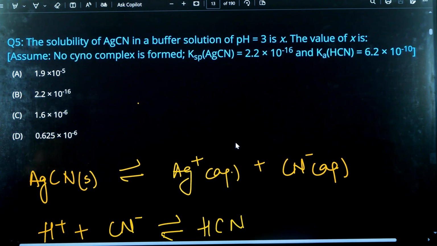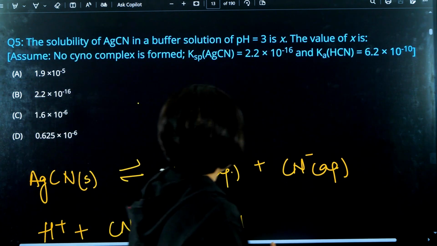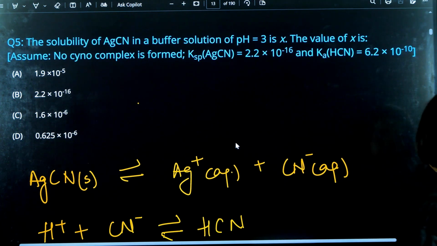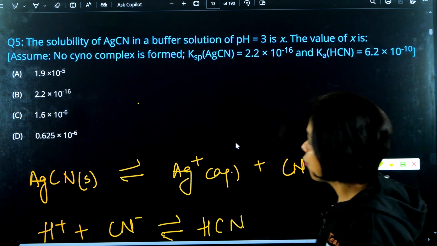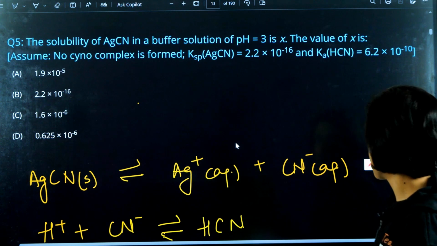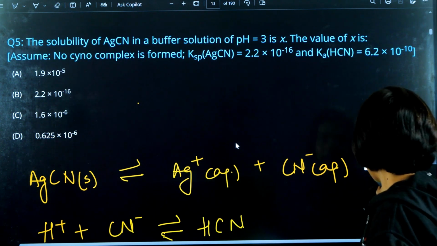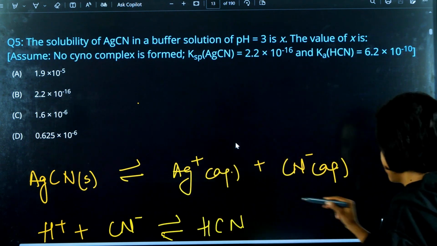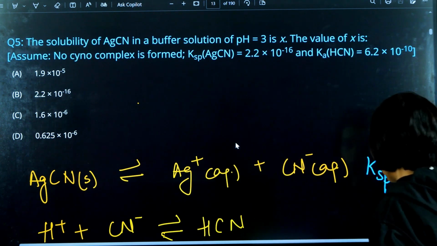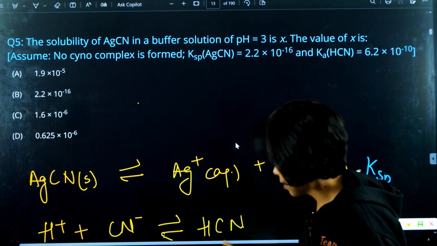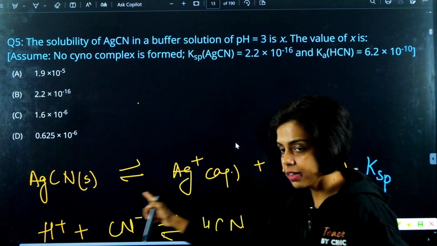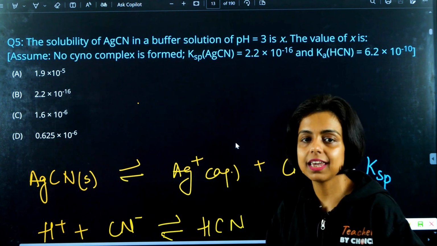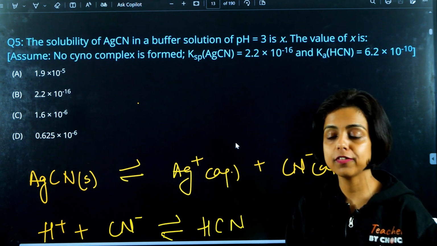The solubility of AgCN in a buffer solution of pH 3 is X. Find the value of X, assuming no cyano-complex is formed. Ksp is given to you, and also the dissociation constant of HCN. This is the solubility reaction of AgCN, and the equilibrium constant of this reaction is Ksp. Now this is the opposite: HCN will dissociate to give H+ and CN-, and the equilibrium constant is Ka, the dissociation constant of HCN.